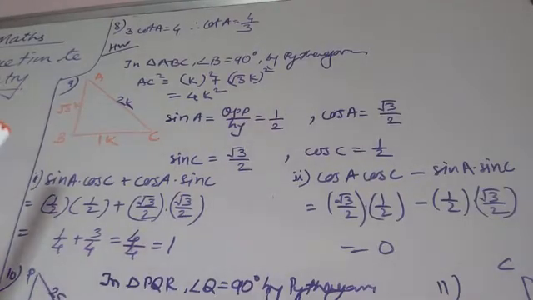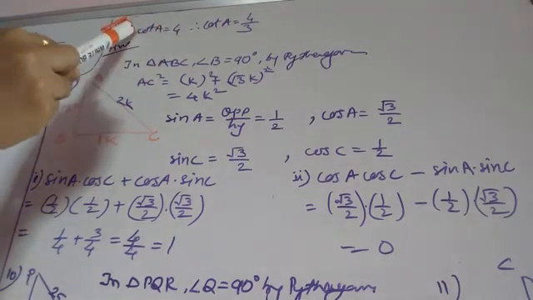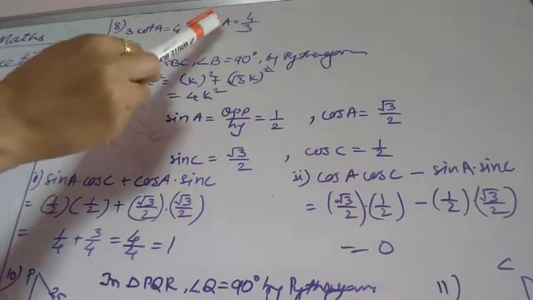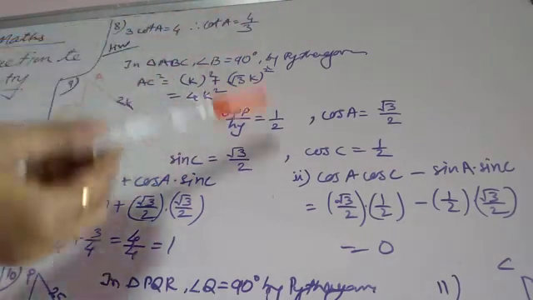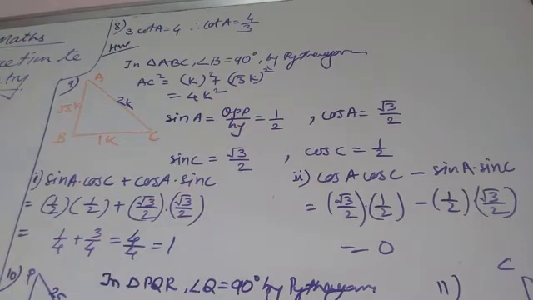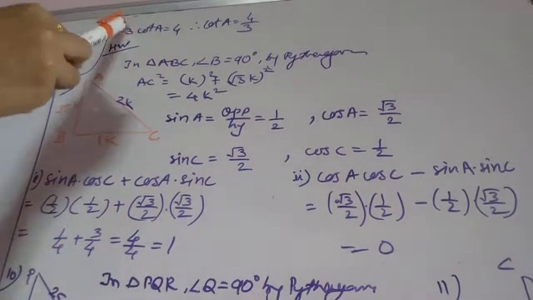In the 8th question, 3 cot A is equal to 4. This is given to us. We are going to shift 3 to this side, so we get the cot A value. As we know one of the trigonometric functions, all other trigonometric functions we can find out, and we can substitute the values. You will get the answer. So this is your homework.